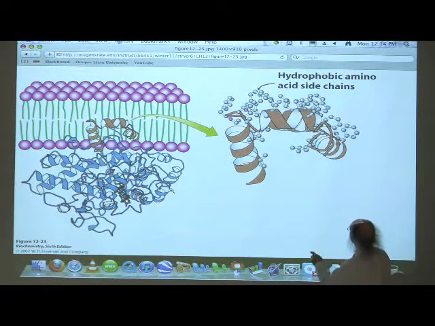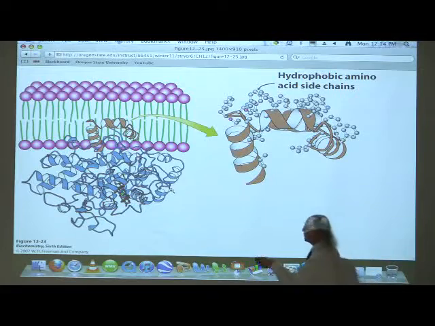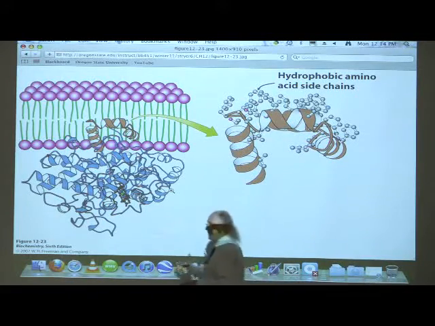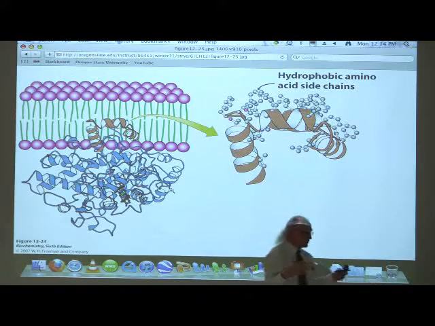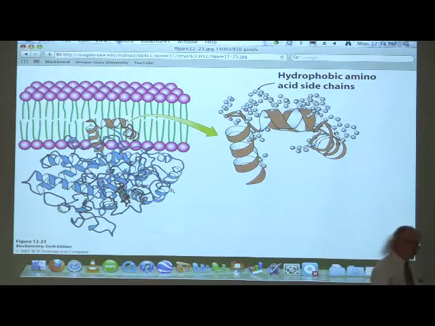And the hydrophobic side chains you can see right here, they're interacting with the things up here in this part. Because it's peripheral, it's much more easily removed from the membrane if we're trying to isolate it and do various things with it.